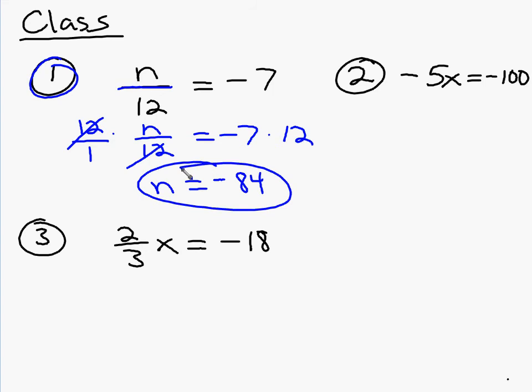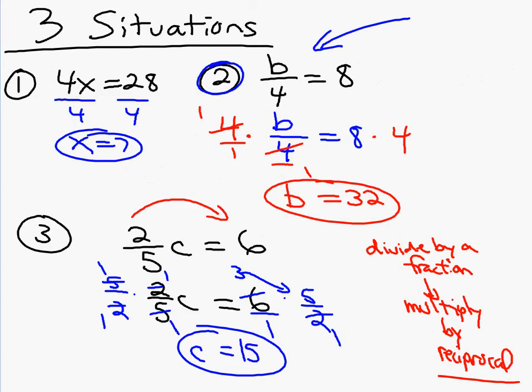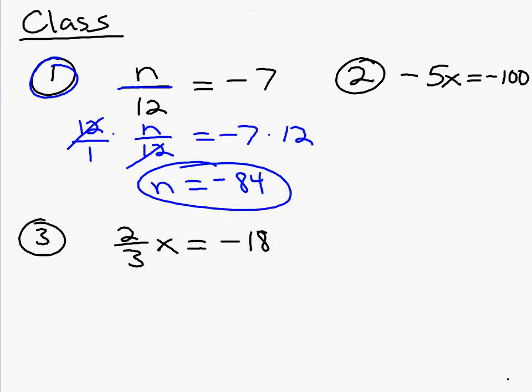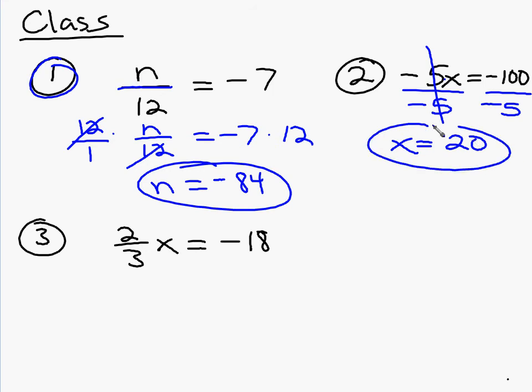Problem number 2 is just like situation number 1. I have negative 5 times x. So the opposite of multiplying by negative 5 is dividing by negative 5. So the negative 5's cancel, and I have x equals positive 20 because it's negative 100 divided by negative 5.